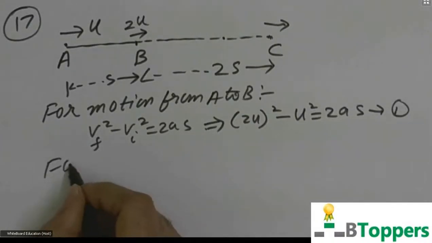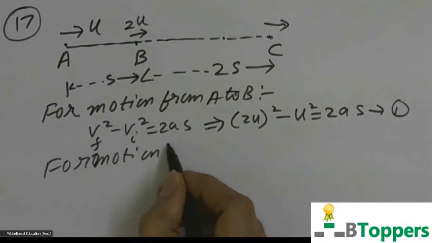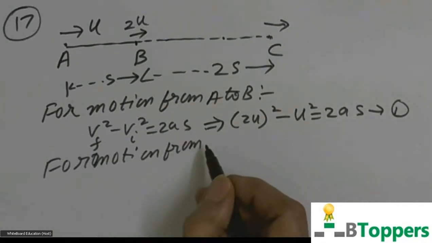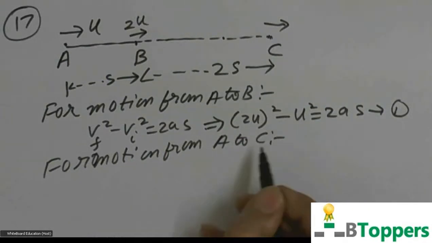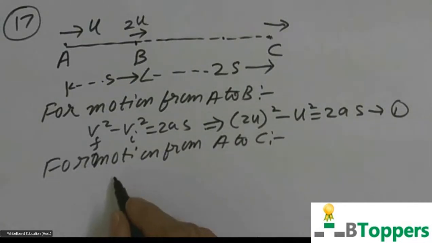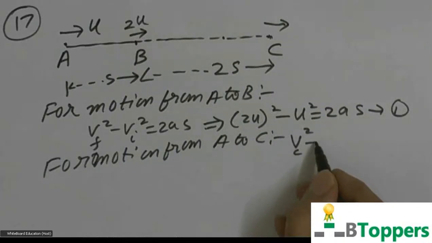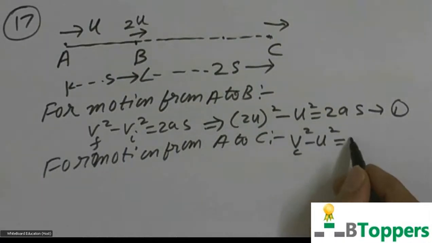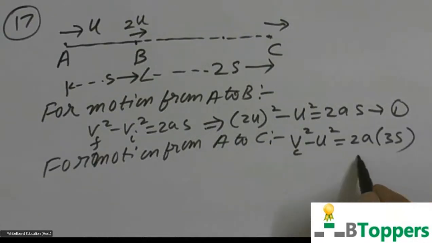Next you can use the same equation for motion from A to C or B to C. You can consider any one of these. For motion from A to C, A is the initial position, initial velocity at A is u, and final velocity at C you have to find. Let us denote the final velocity at C by Vc. The distance covered from A to B is s, from B to C is 2s. So total distance covered from A to C will be s plus 2s, that will be 3s.